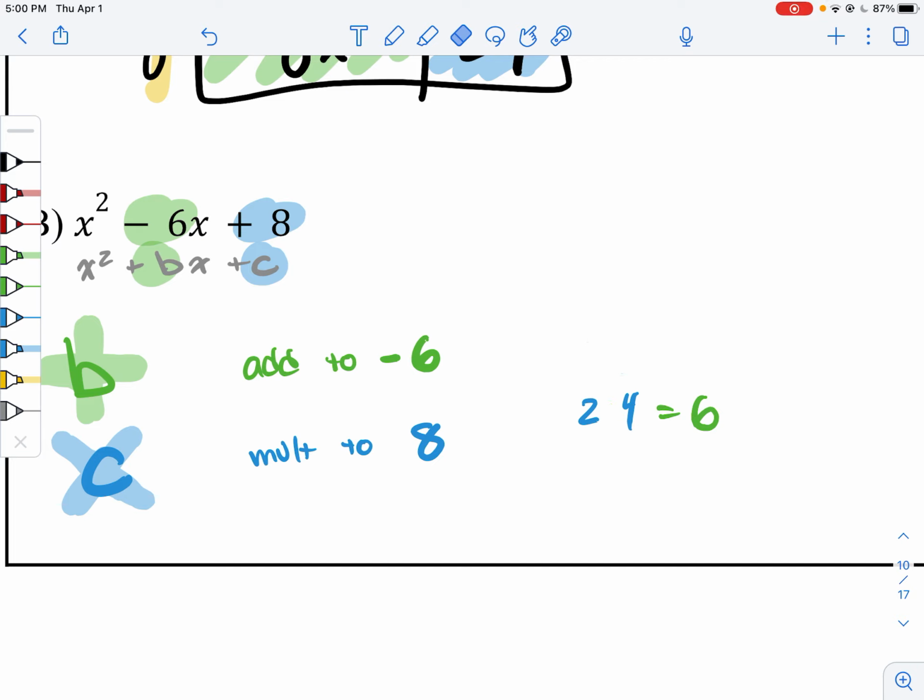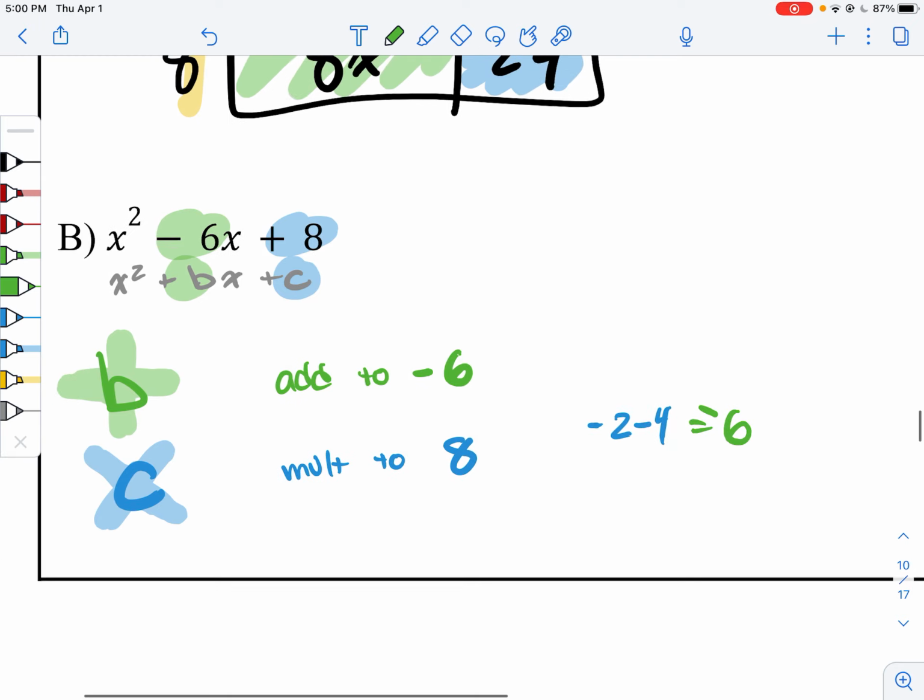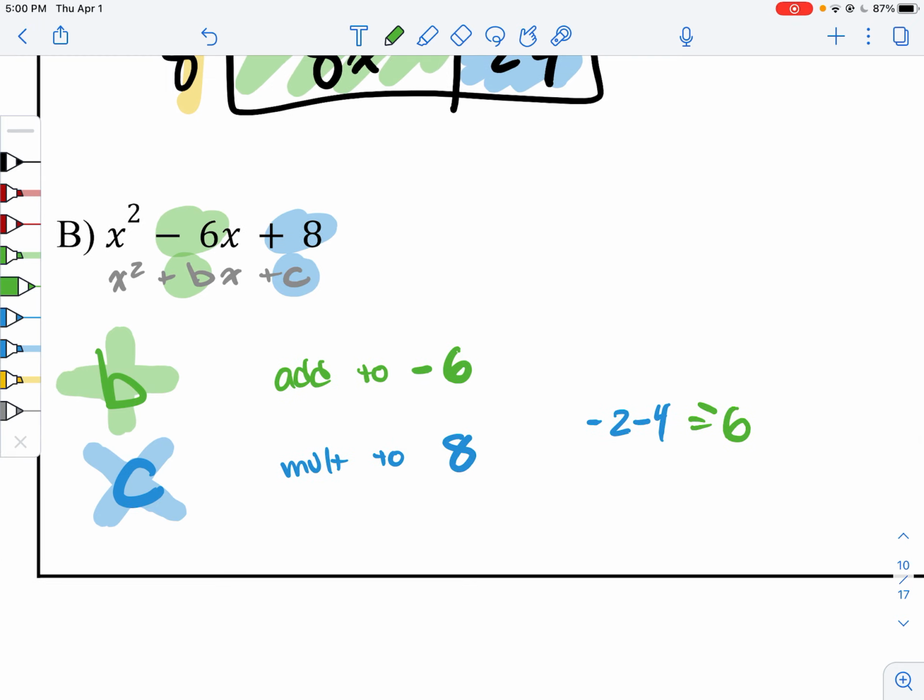Yes, 2 times 4 is 8. But you know what else is 8? -2 times -4 gives us a positive 8. And -2 minus 4 is -6. So we just had to think of negatives here. Okay, cool. We've got our numbers now. Those aren't our numbers. These are our numbers.